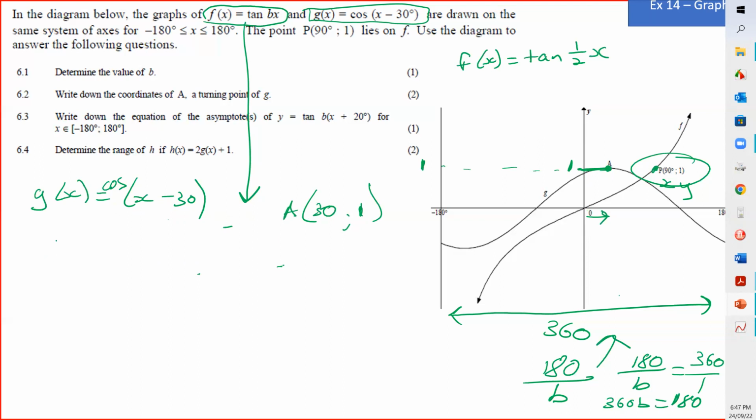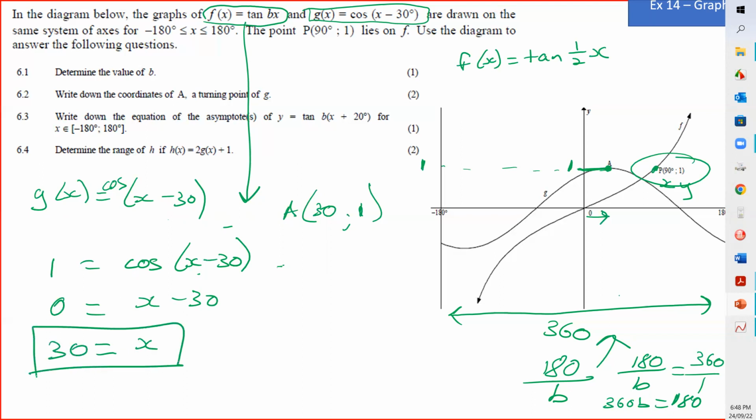Or we could use substitution. Now we know that the y value is 1, so we can say 1 is equal to cos of x minus 30. So using our calculator, we can find the angle x minus 30. To get rid of a cos, you say shift cos 1, which will give you 0. And then you take your minus 30 to that side, and you'll get a plus 30.